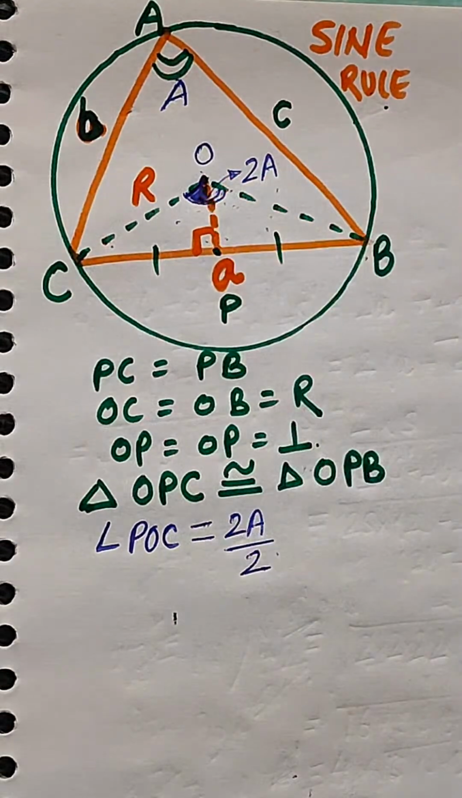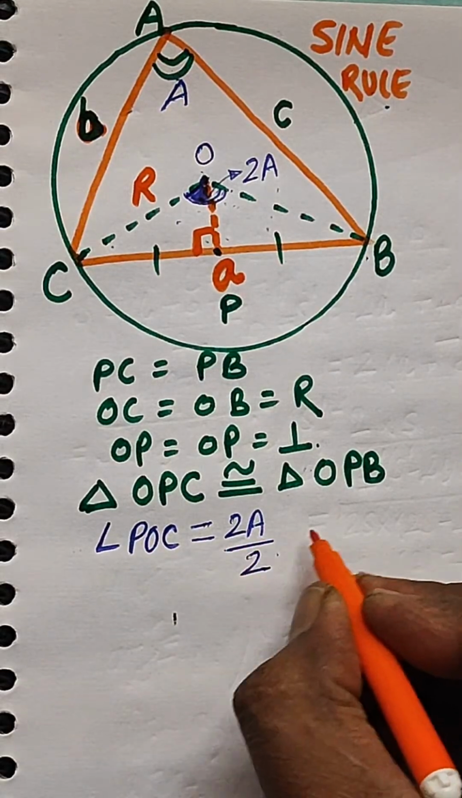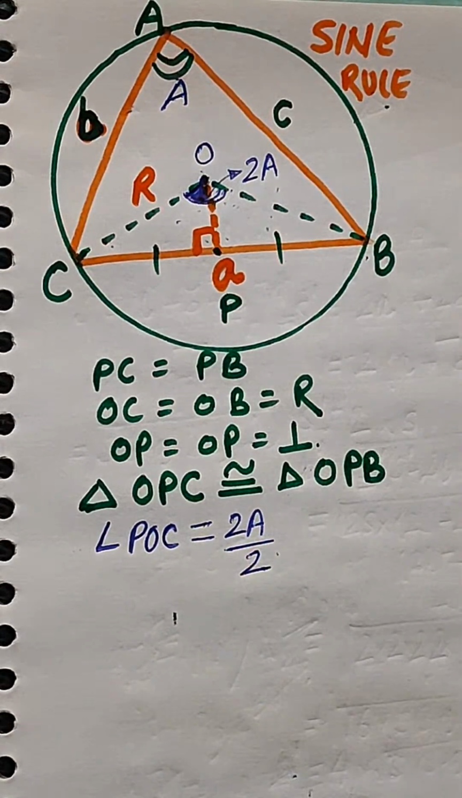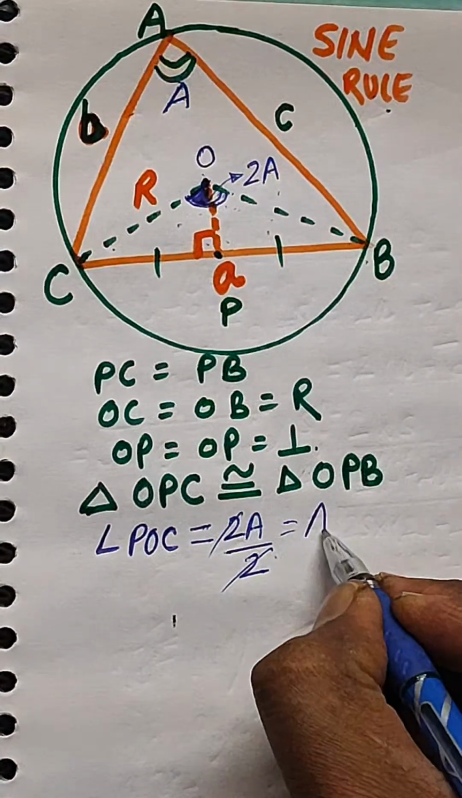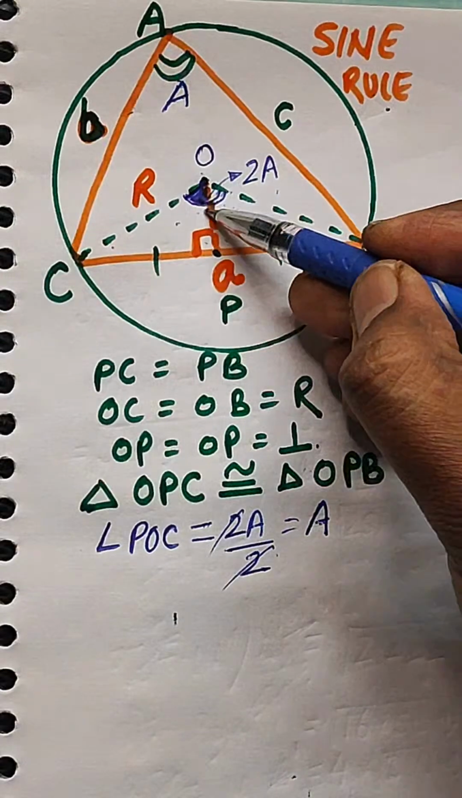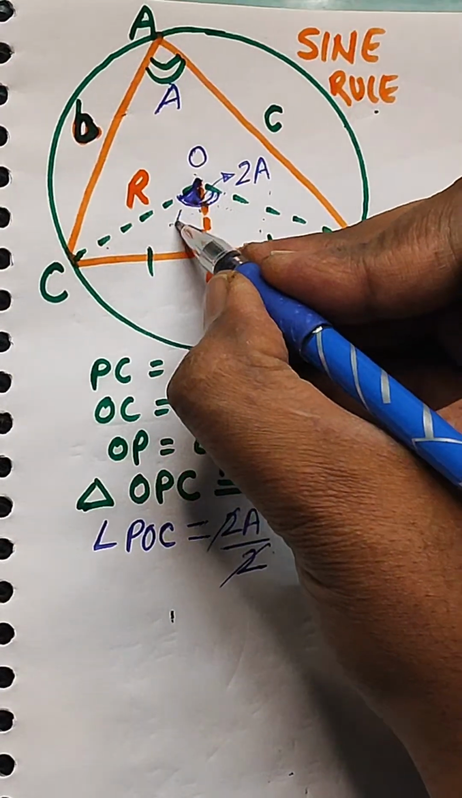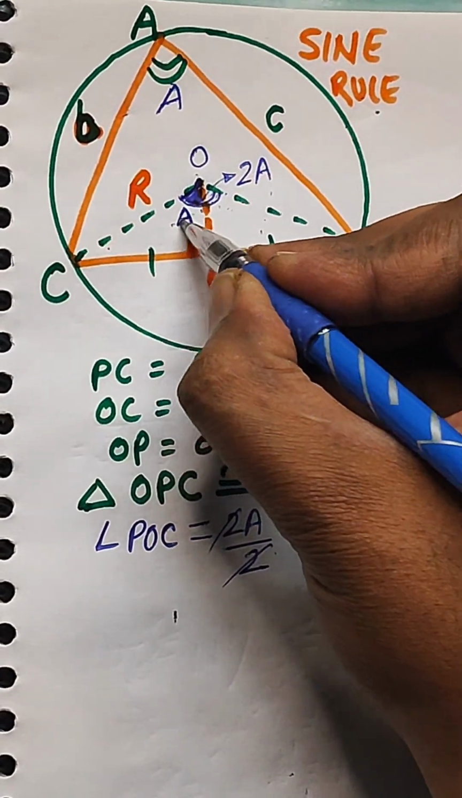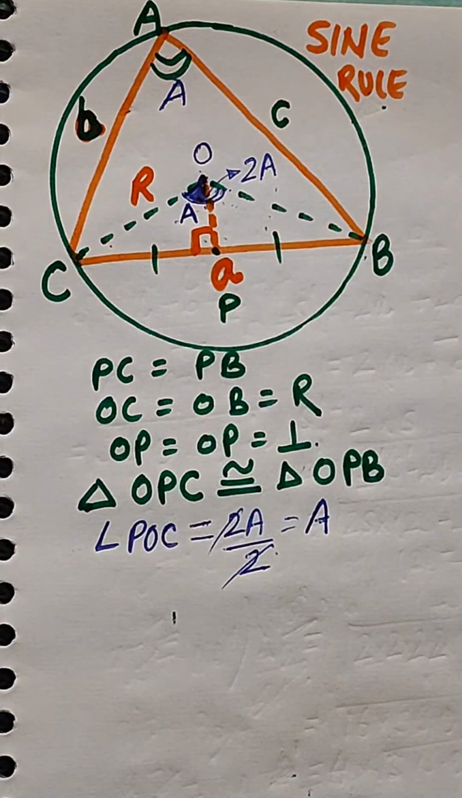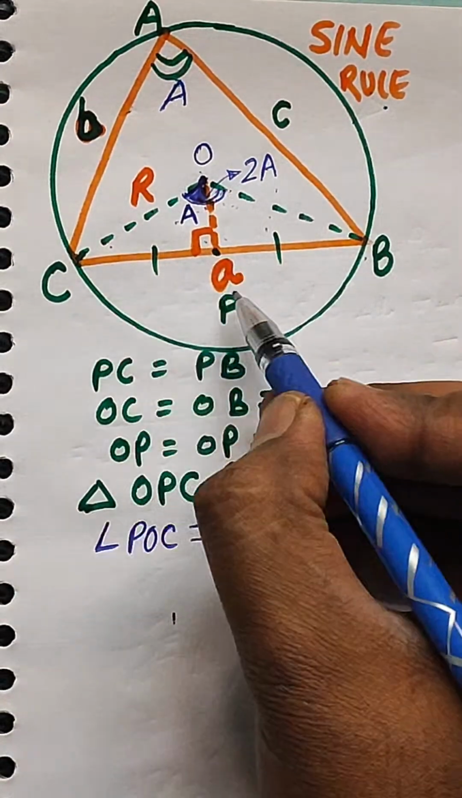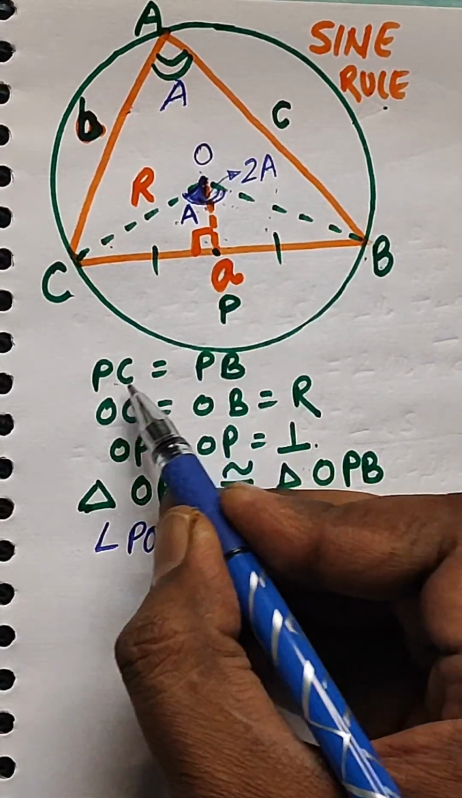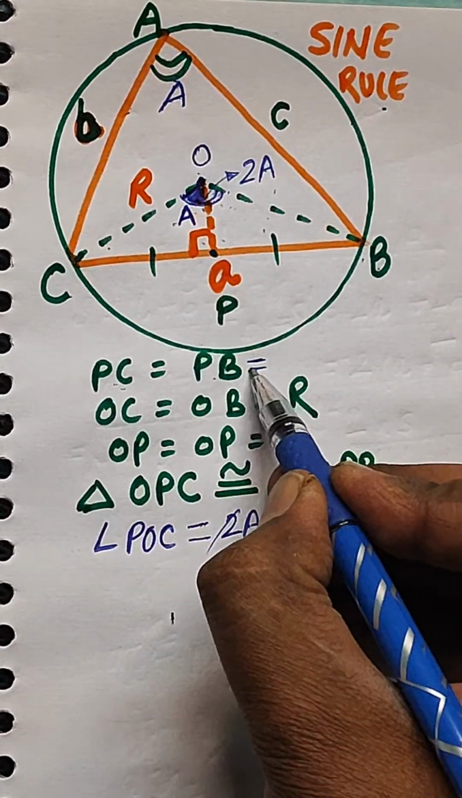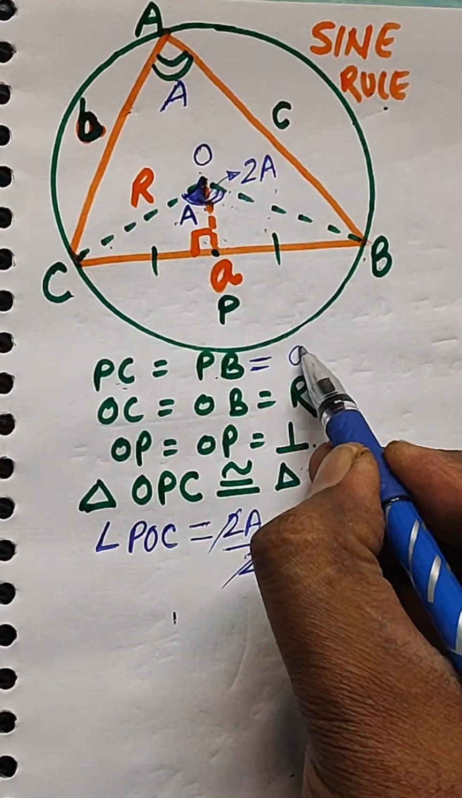So from here we can say that angle POC is equal to A, the same angle which is subtended here. This angle is equal to A, right? Now PC will be equal to PB. We have seen it, and PC, which is equal to PB, is nothing but a by 2.